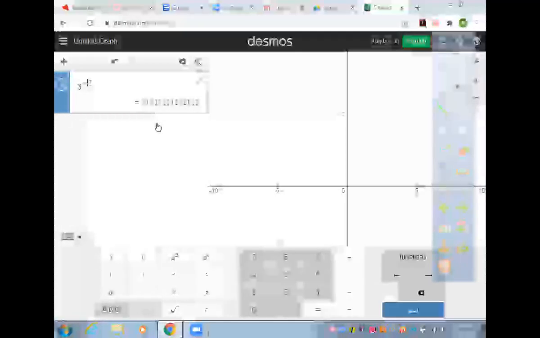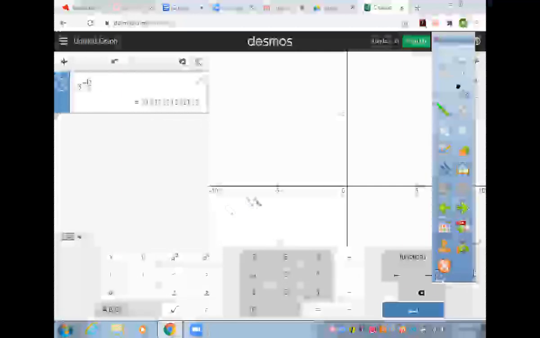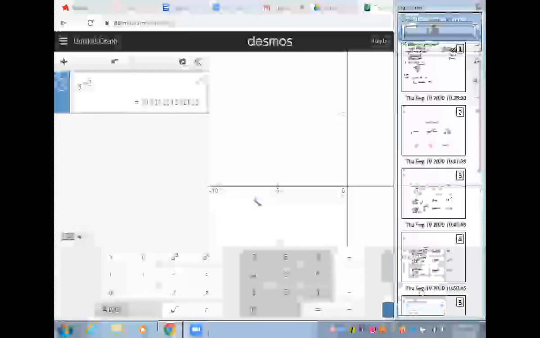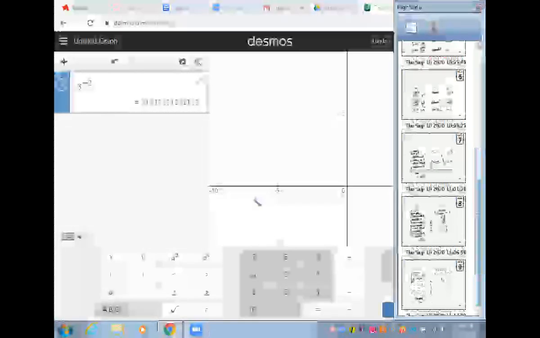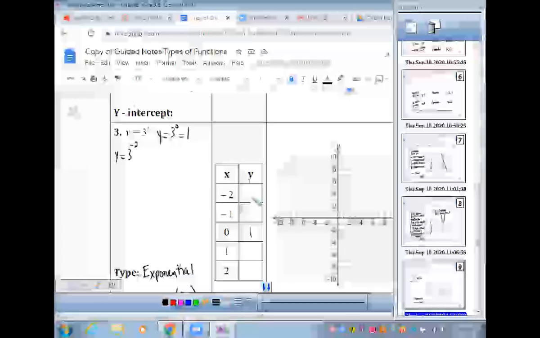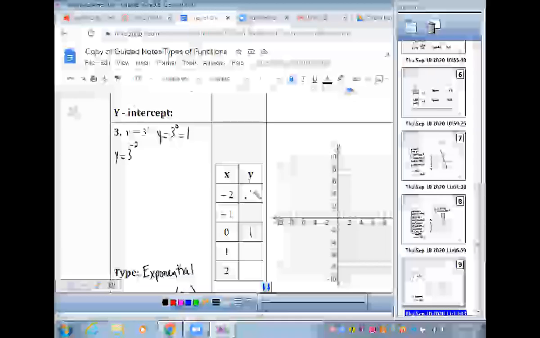3 to the -2, it says is 0.1111 repeating. Is that what you got? 3 to the -2? Sure. You take my word for it, right? Okay. So we got 0.1 repeating. I'm gonna put my little bar above it. We're gonna have to approximate it. Do as close as we can.